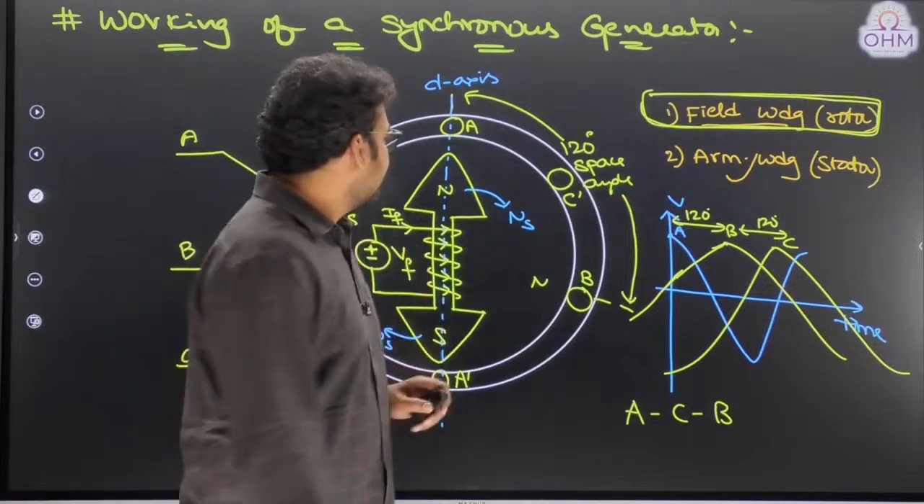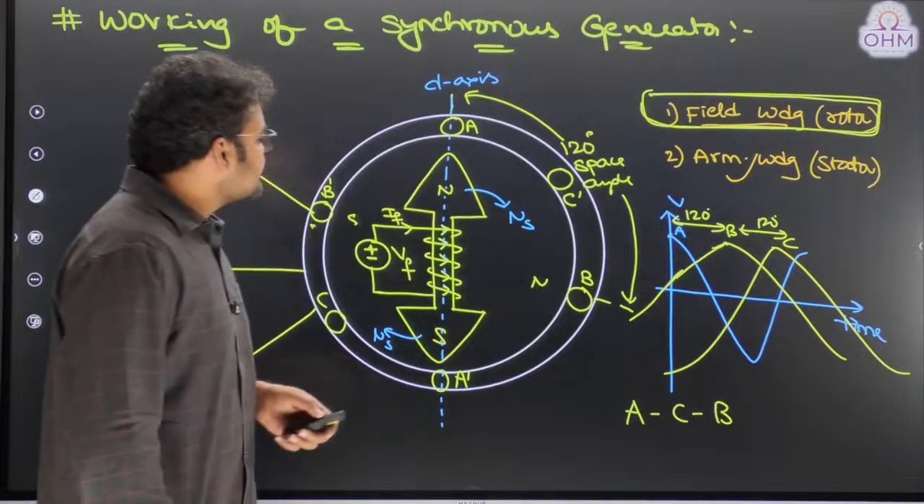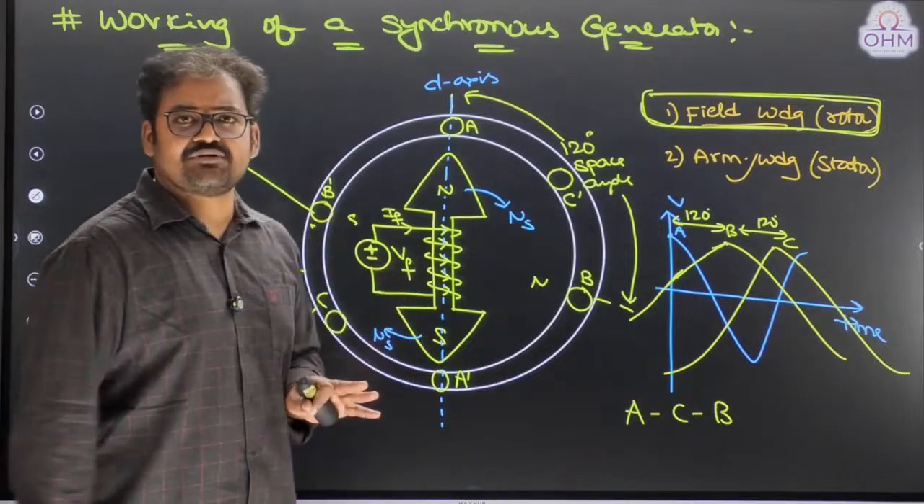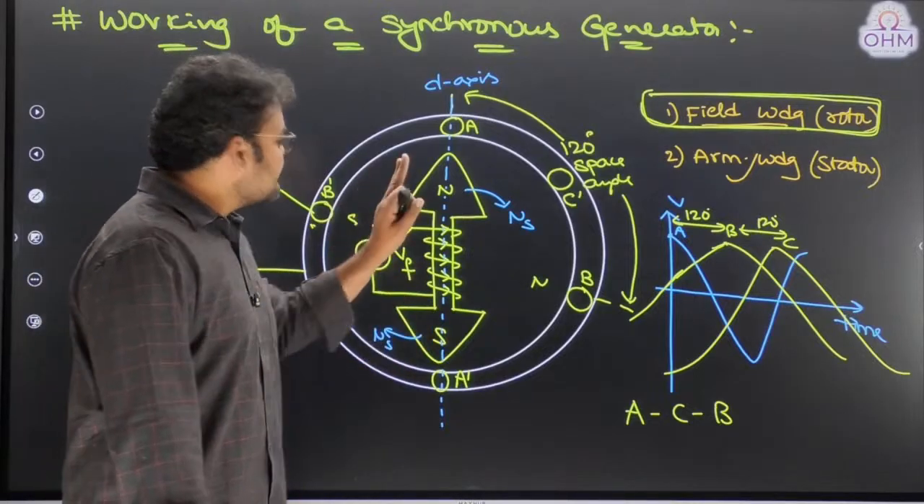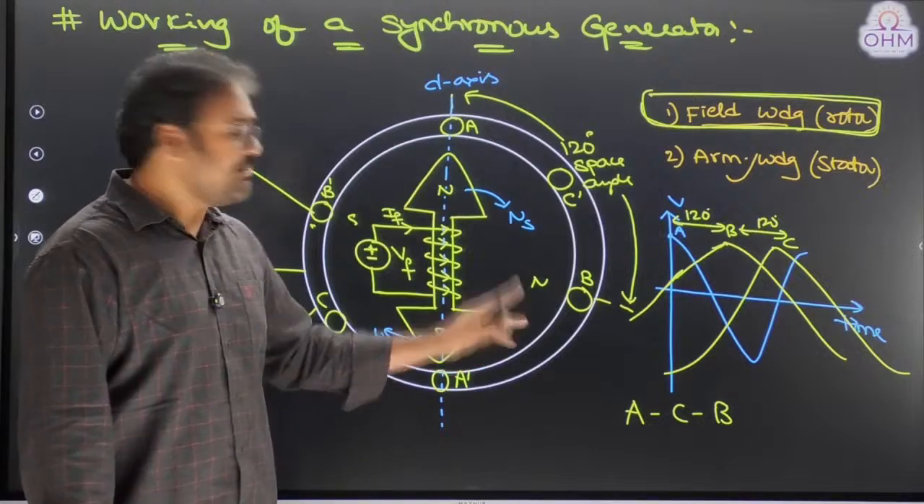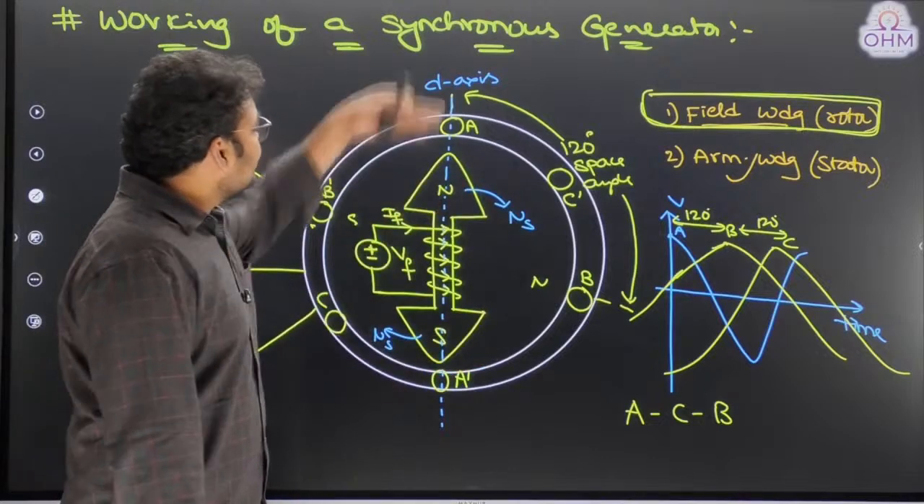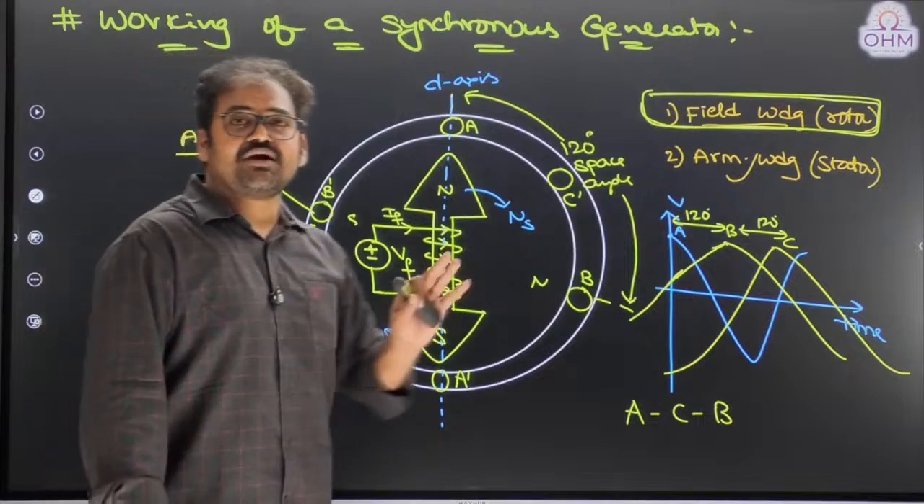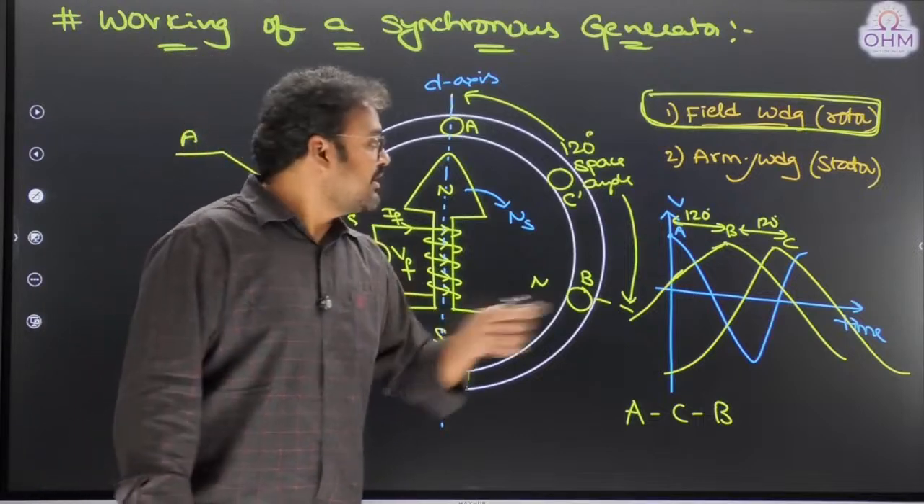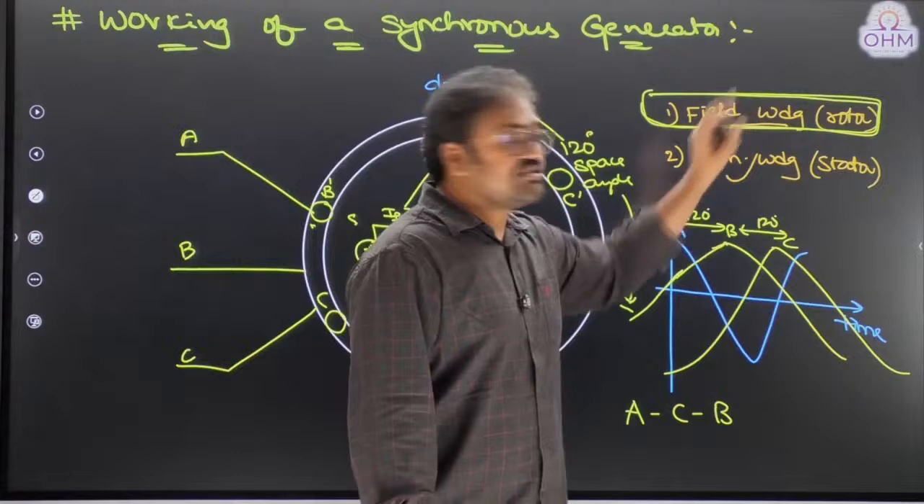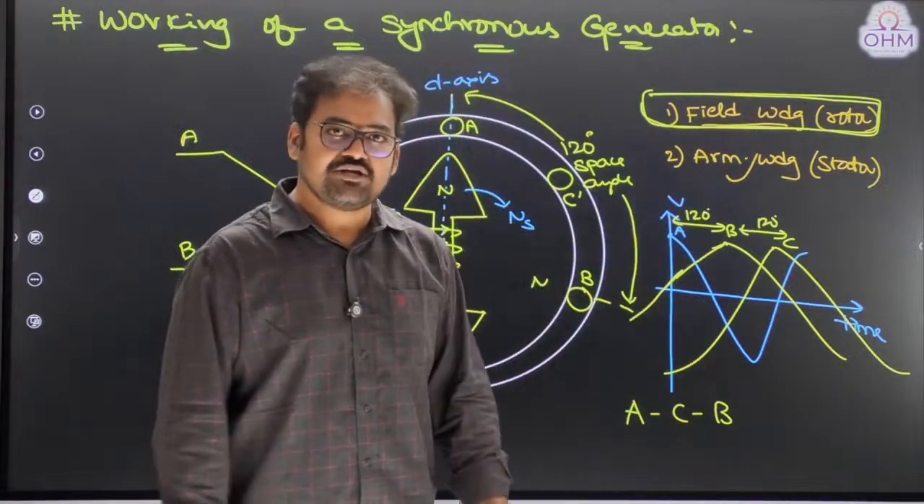Clear? Okay, this is how practically a synchronous generator works, a simple working principle. Understand? So the magnetic field must be time invariant. But when you rotate the rotor, alternating voltage will be induced in the armature winding. Okay, remember, armature winding is stationary, the field winding is rotating. Clear? Okay.